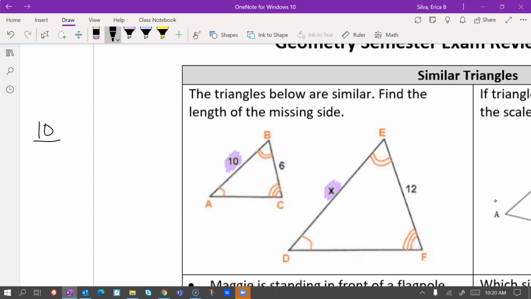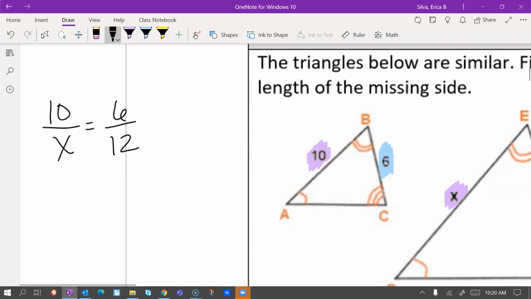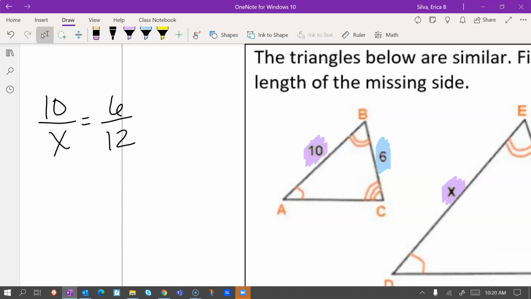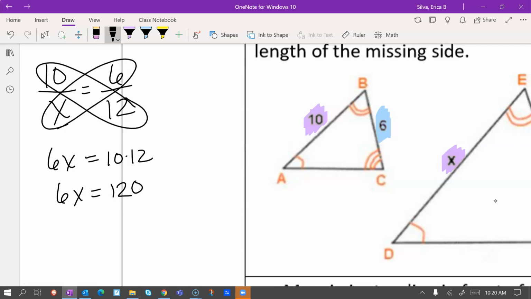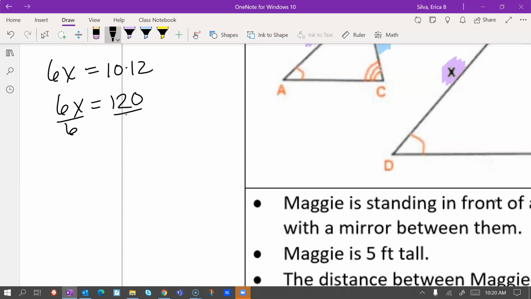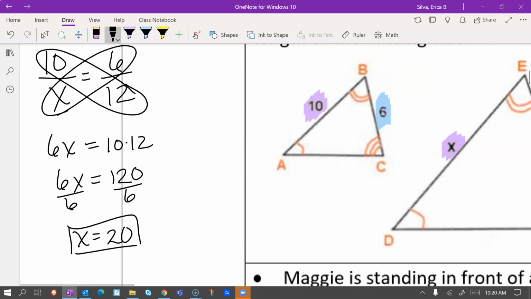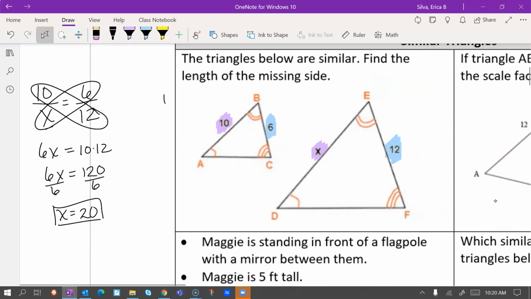We're going to write that one down, 10 over x. Then we look at another side. We have 6, and the corresponding side is 12. So we put 6 over 12. Once we have a proportion, we can cross multiply and divide to find x. So 6 times x is 6x, equals 10 times 12, which is 120. Then the final step is to solve for x, so we divide by 6 and we get x is equal to 20. So for number 1, we've got 20.